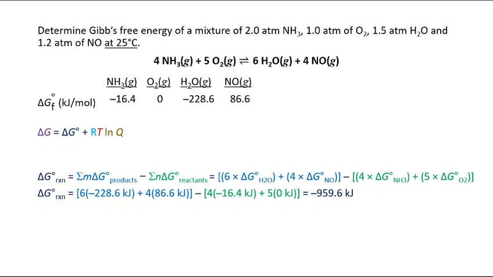Plug those values into your calculator, making sure to use the correct negative values where appropriate, and you end up with negative 959.6 kilojoules as the standard free energy of the reaction. And again, if you stopped right there, you would have solved for the standard free energy, but we're not talking about this stuff in standard form.